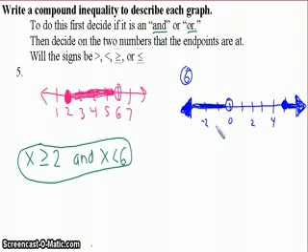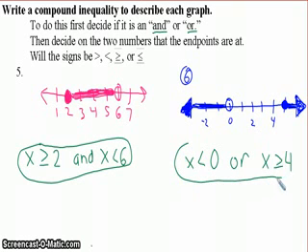Problem number 6 I made up over here. The shading is on the outsides of the number line, pointing away from each other. That's what we think a typical "or" statement is going to look like. Not always, but typically. The two numbers we're dealing with are 0 and 4. This is an open circle with shading to the left. That's a less than sign. Closed circle shading to the right. Greater than or equal to. Compound inequality for that graph in number 6 is x is less than 0 or x is greater than or equal to 4.